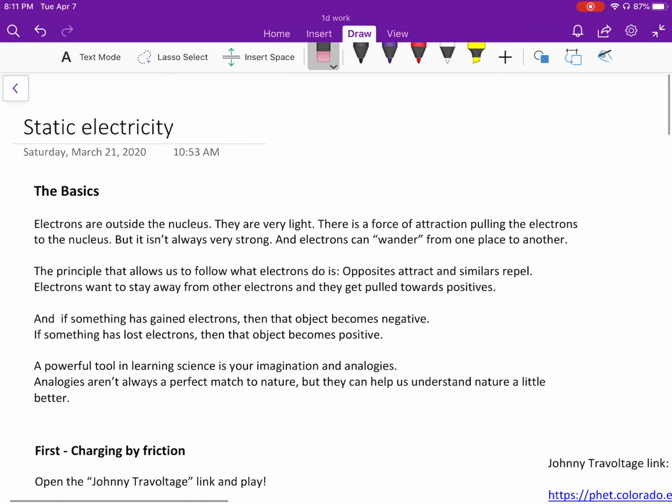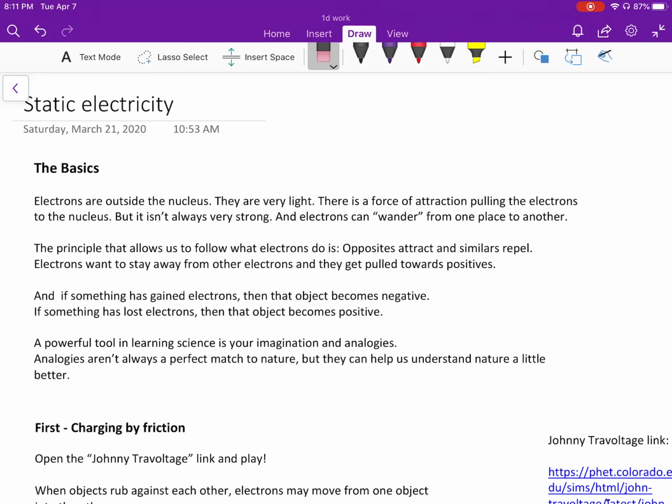Going to talk about static electricity. Going to chunk the video into three parts so that it's a little bit easier to manage. So first of all, the basics of static electricity, it kind of follows nicely from our chemistry unit.